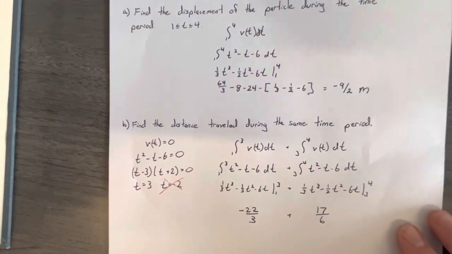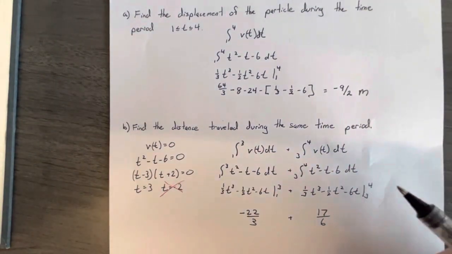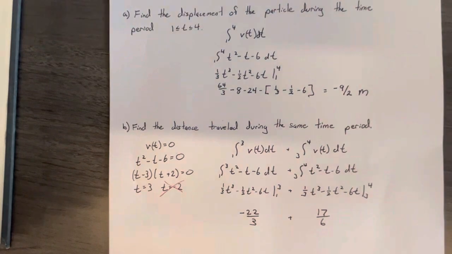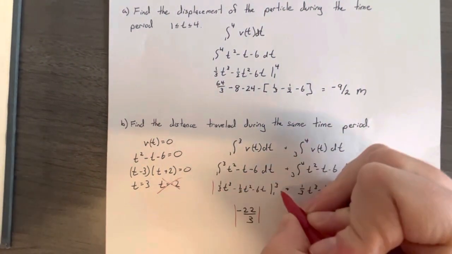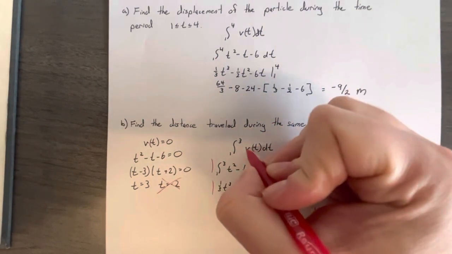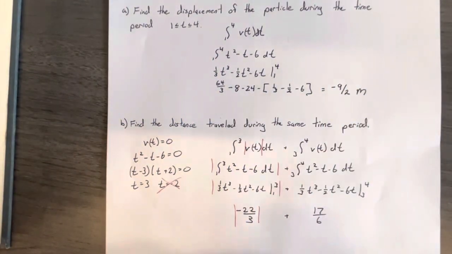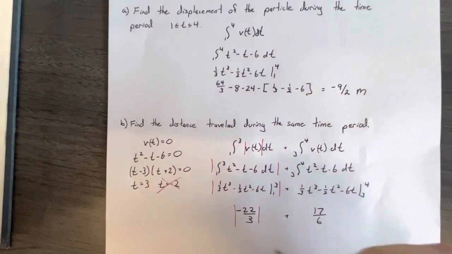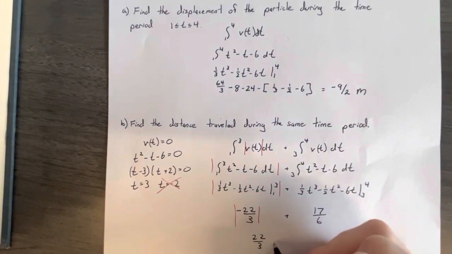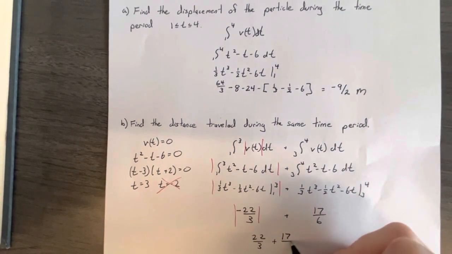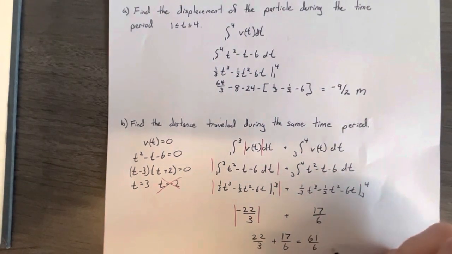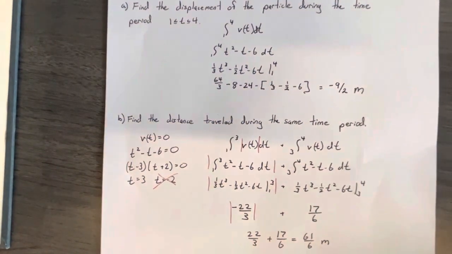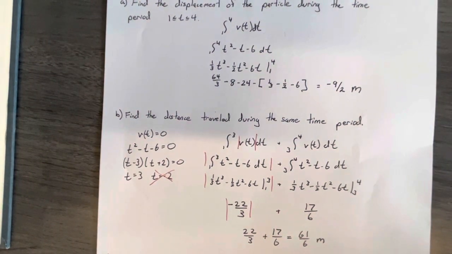They may be gross. But since we wanted the total distance traveled, since this one's negative, what we really should have done from the beginning was think all of this needed to be within some absolute value of what we're doing. So really what we want is 22/3 plus 17/6, which should come to 61/6 of a meter. So just over 10 meters.